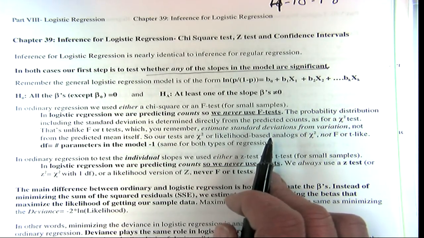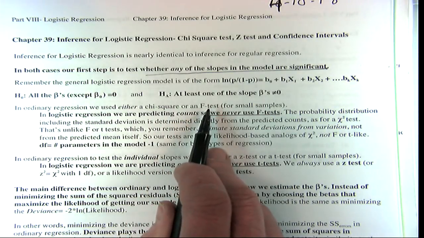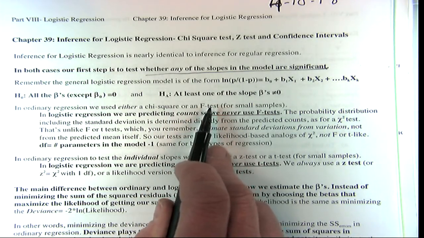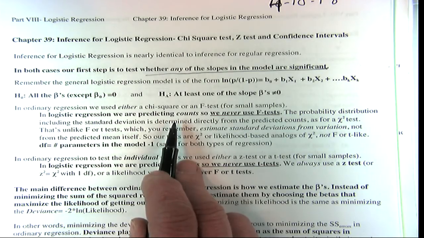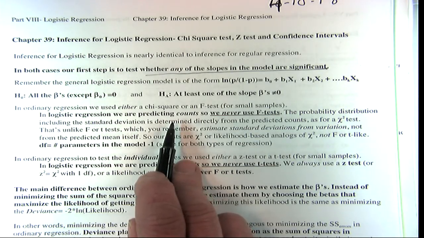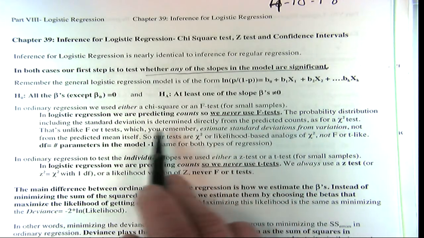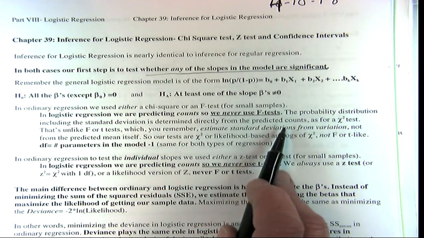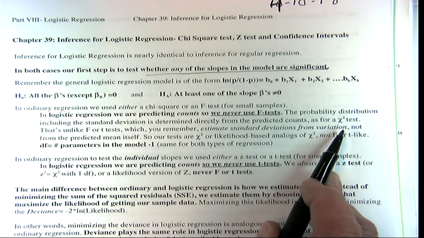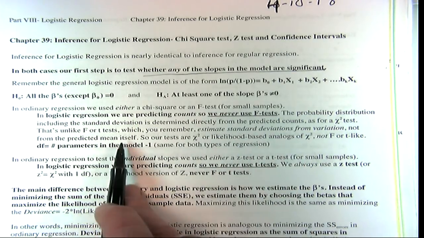So in ordinary regression, remember we could choose either a chi-square test, or if the sample was small, we usually did an F-test, because the F-test would converge to the chi-square when the N was big enough. But here, in logistic regression, we're predicting counts, just counting things. It's like a binomial. So we never use F-tests. Just like when we're dealing with percents, we don't use t-tests, right? The probability distribution, including the standard deviation, is determined directly from the predicted counts, as it is for a chi-square test, right? That's unlike F or t-tests, where you have to estimate a standard deviation from the variation, not from the predicted mean itself.